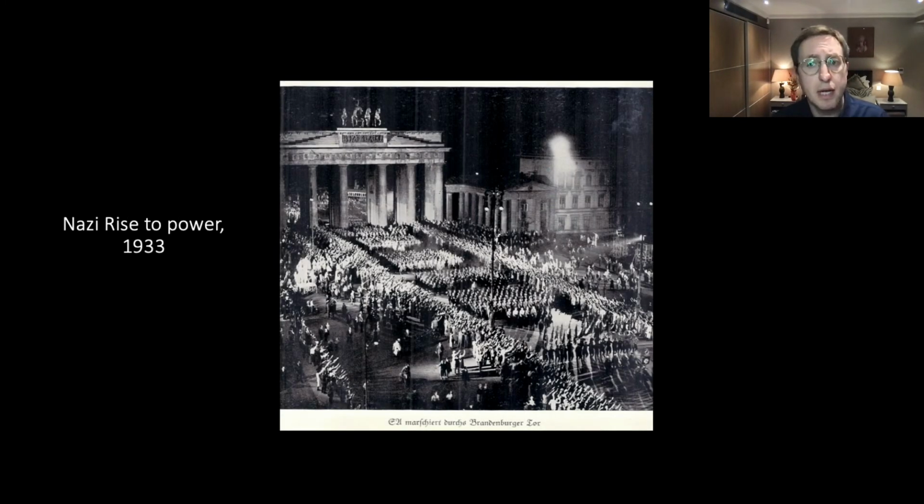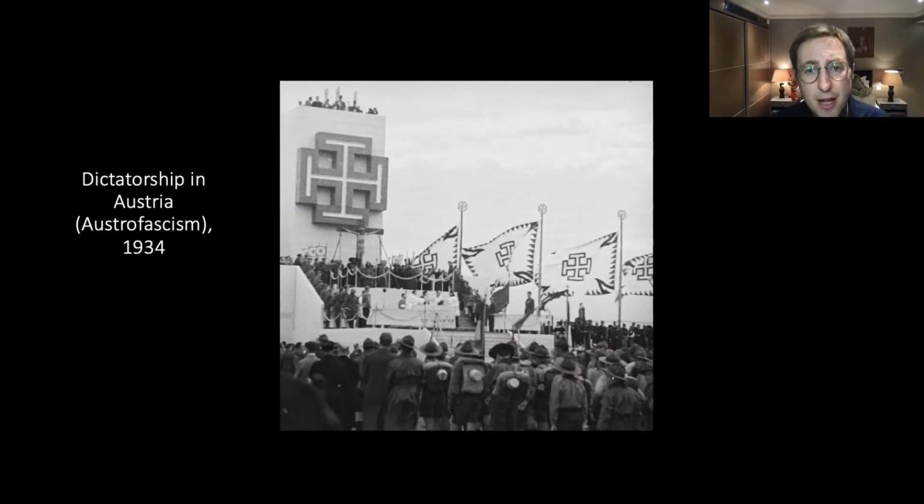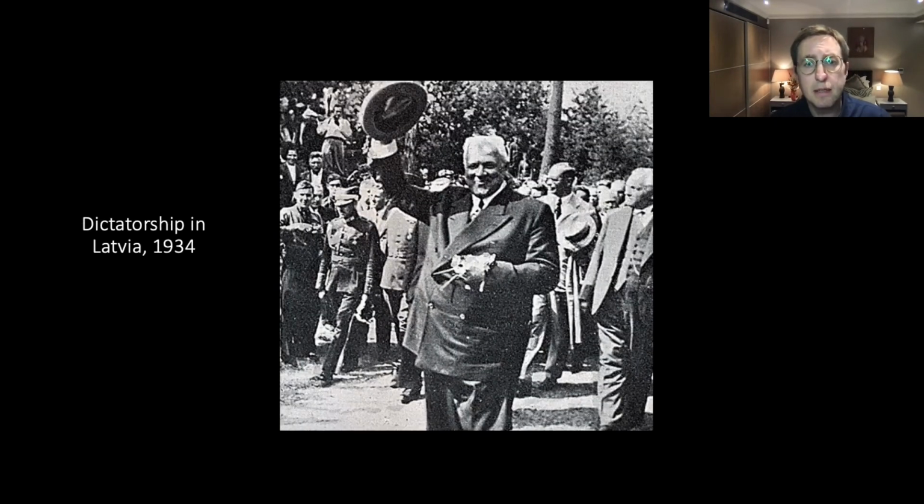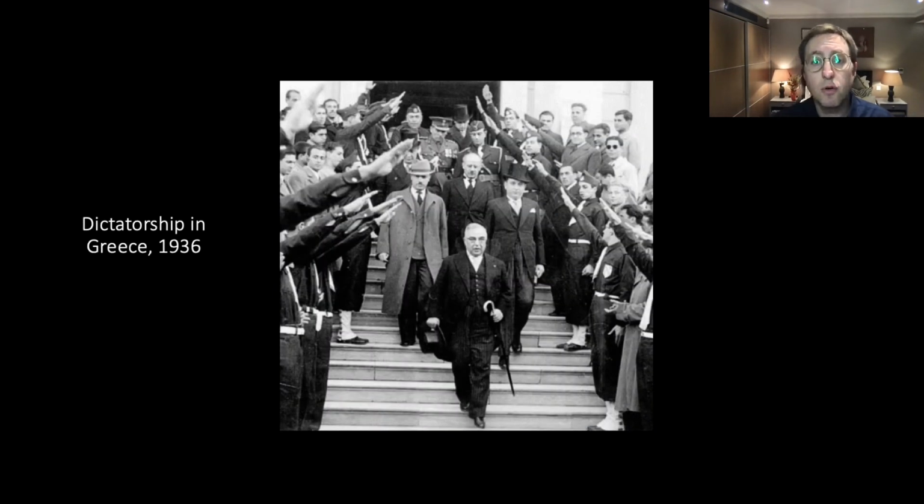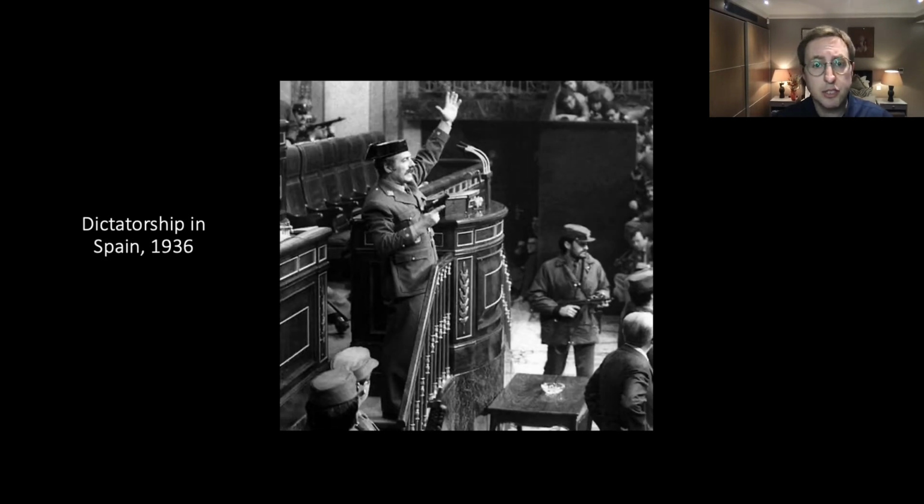Well, you don't need me to say anything about that. The Nazis rise to power in 1933. Then there's a fascist dictatorship in Austria a year later, Latvia a year later as well. A dictatorial regime comes into being in Greece as well, a bit later in the mid-30s, and Spain becomes a nodal point in this tide that Europe witnesses of the rise of authoritarianism, dictatorships, and essentially fascism.